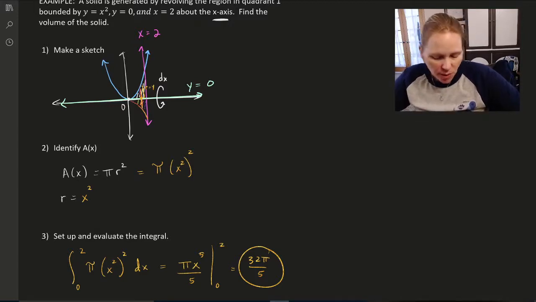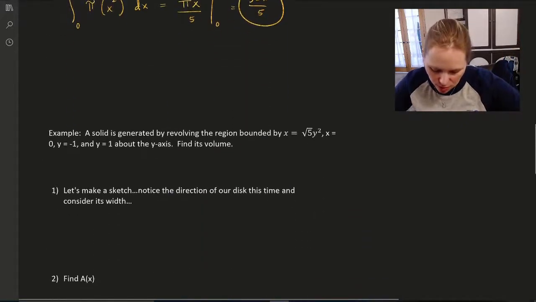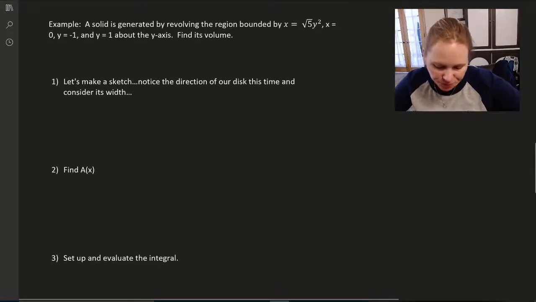So all in all, remember, it's all about the slicing, right? It's going to be a circular disc. Every time it's a circle with these, anytime you're revolving, it's a circle. It's just a matter of, is it dx or is it dy? And it all has to do with what am I perpendicular to when I slice.